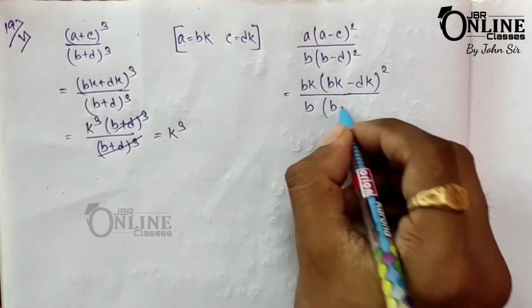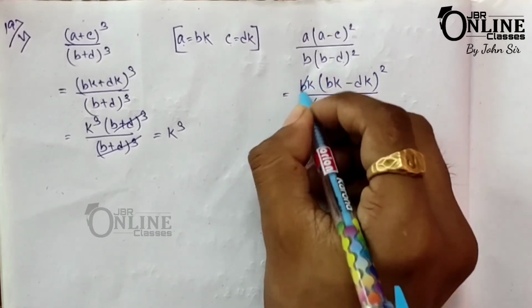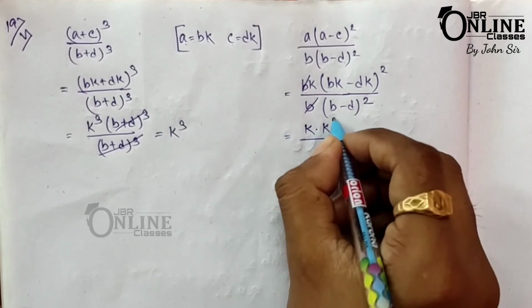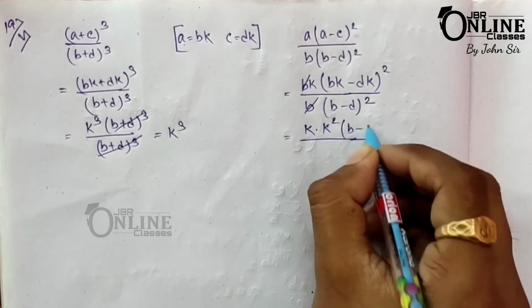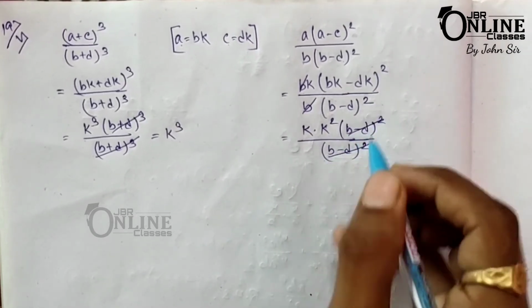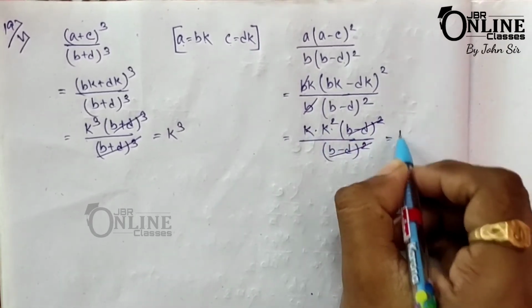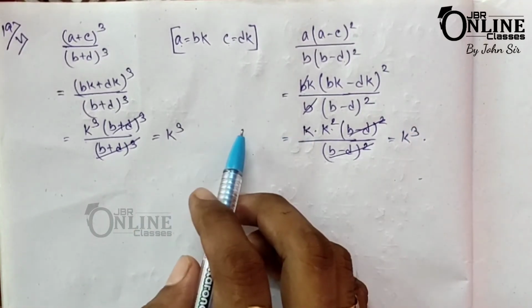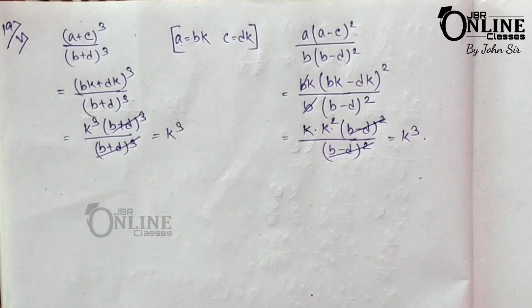Here b, so (b minus d) whole square. Now b cancels out. Here k will be common, so it becomes k square outside, and inside (b minus d) whole square. In the denominator (b minus d) whole square. So here k into k square becomes k cube.